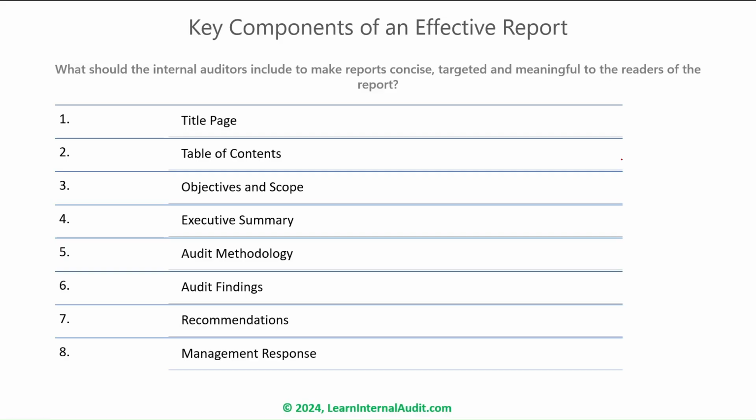So let's start first with the key components of an effective audit report. What should the internal auditors include to make the report concise, targeted, and meaningful to the readers of the report? This is the entire summary of the components, and we shall go into details of each of these components in the subsequent slides. First we have a title page, then the table of contents, the objectives and scope of the audit, executive summary of the audit methodology, audit findings, recommendations, and management response. To complete the entire audit report, all these components are important.